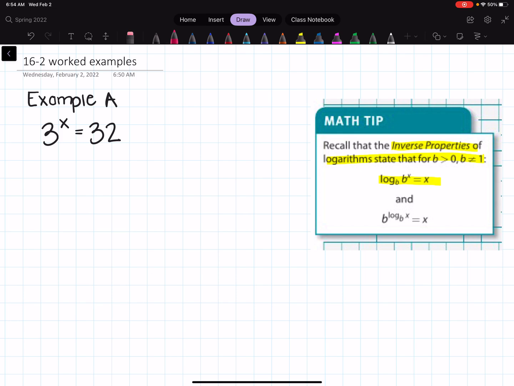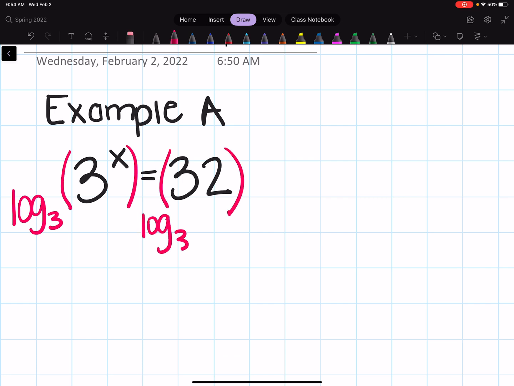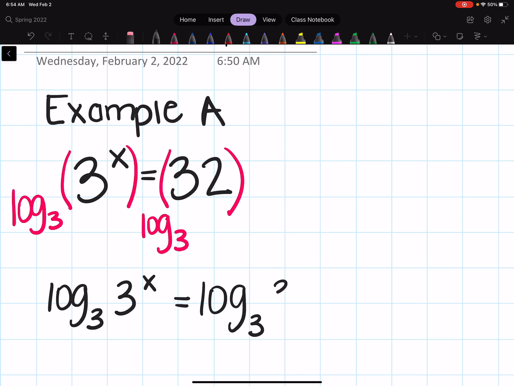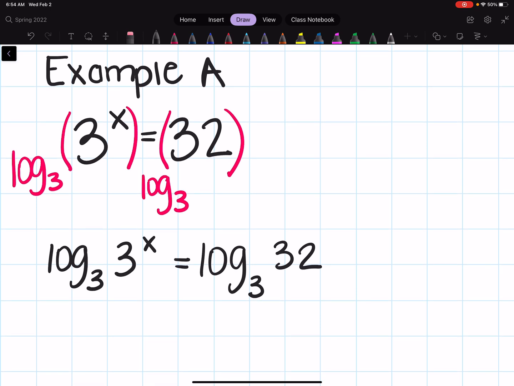So what we want to do for this example to solve is we want to apply a log of base 3 to both sides of this equation. So now that we have log base 3 of 3 to the power of x, those are inverse operations. So we'll use that inverse property. We get back x.